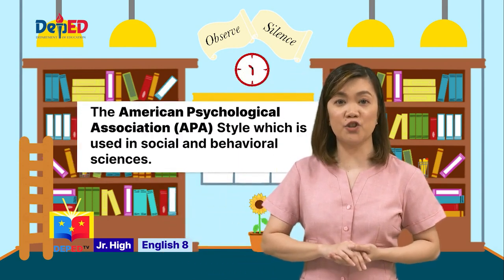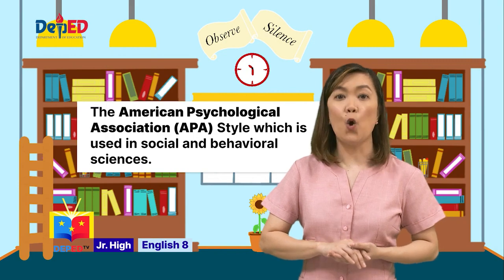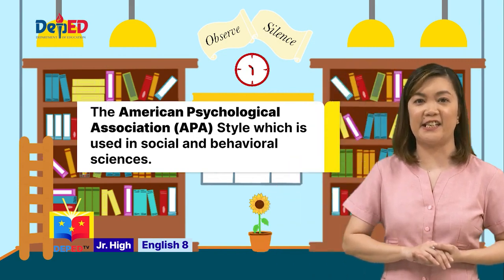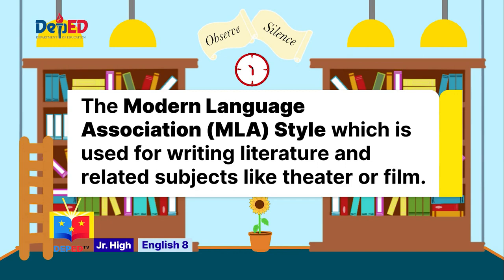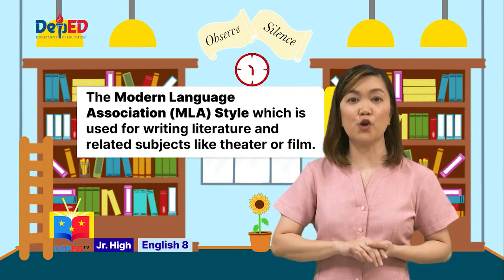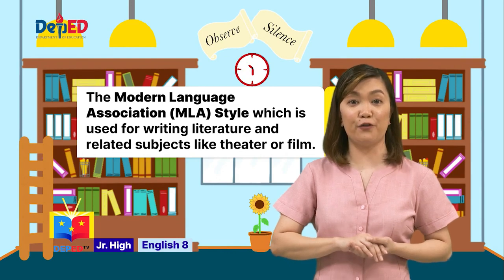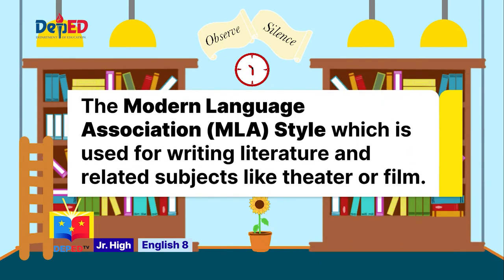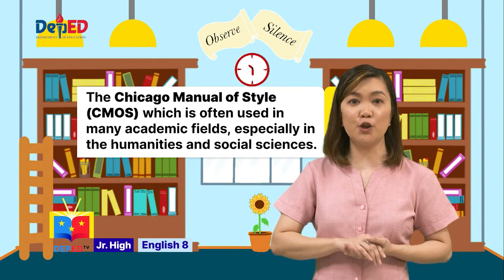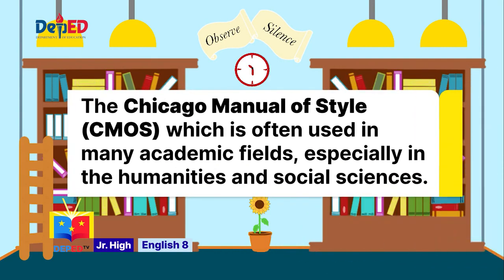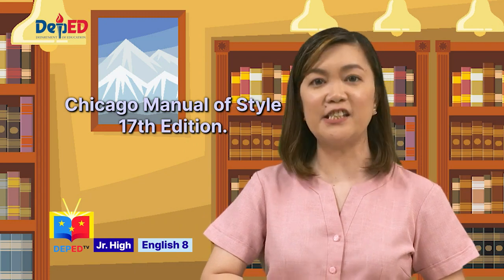First, we have the American Psychological Association or APA style, which is used in social and behavioral sciences. Second, we have the Modern Language Association or MLA style, which is used for writing papers on literature and related subjects like theater or film. And lastly, we have the Chicago Manual of Style or CMOS, which is often used in many academic fields, especially in the humanities and social sciences. In this episode, we will follow the bibliography annotation standard specified in the Chicago Manual of Style 17th edition.